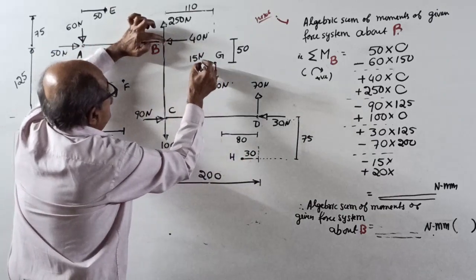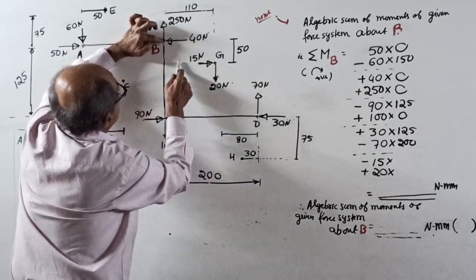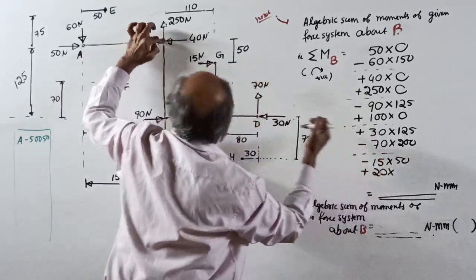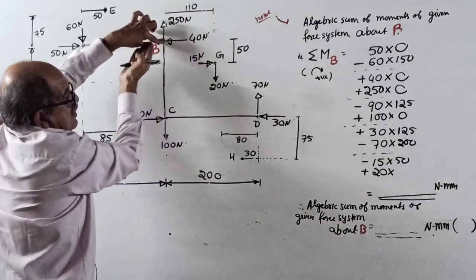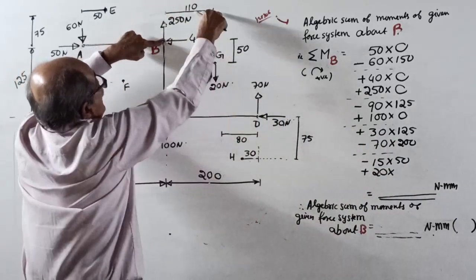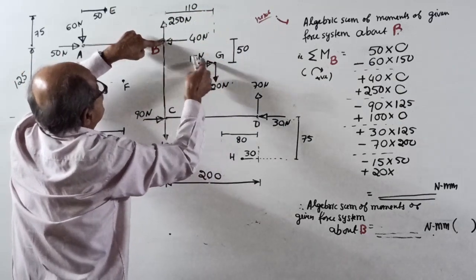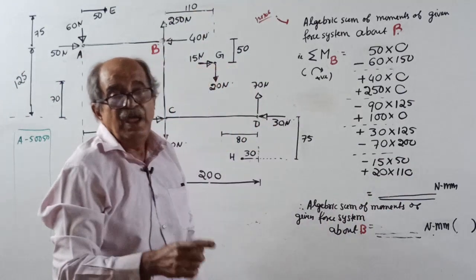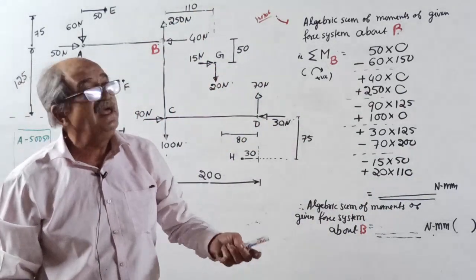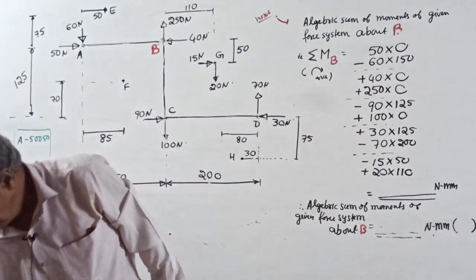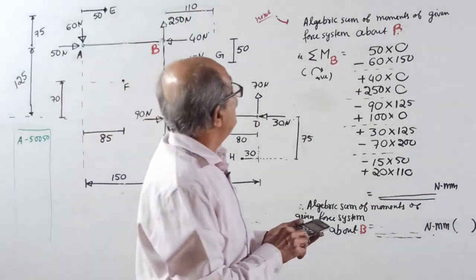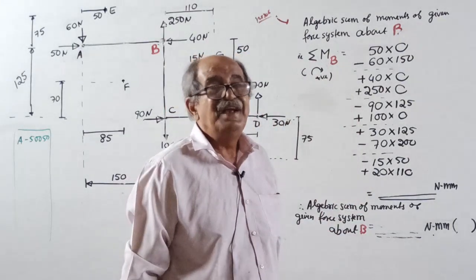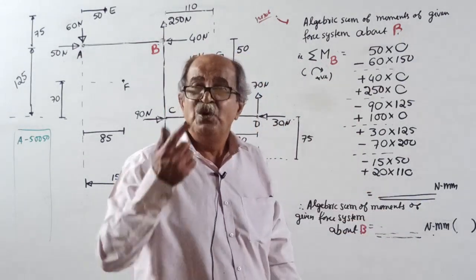Then, here, B. See. 15 into this distance, 50. 15 into 50, anti-clockwise. Then, 20 into this distance, 110. 110 clockwise. I will calculate and then I will tell what answer we got last time. Don't worry how I get it. Okay. This time I will calculate in front of you. But if I know the last answer, I can tell what answer should come here. My own tricks are there.